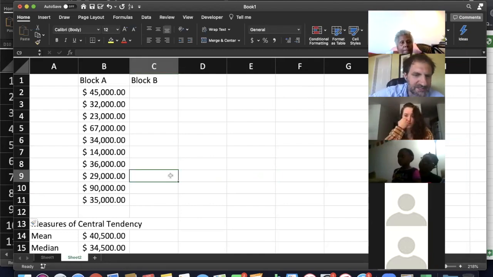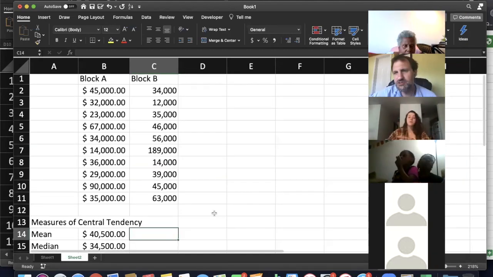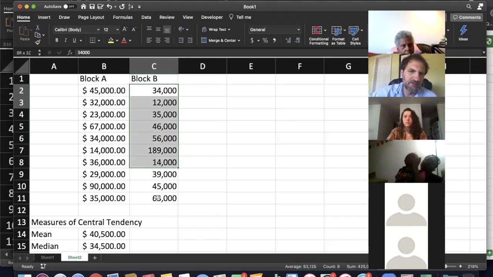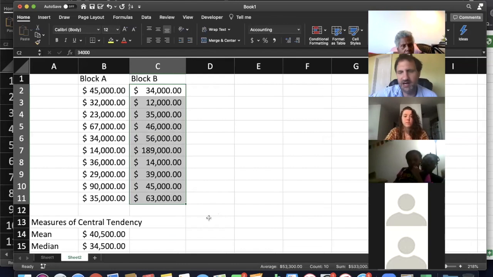So, anyways, I want to consider another block. First thing about descriptive statistics, can you tell from looking at this set of numbers compared to this set of numbers who's got a higher average? It's only 10 numbers.